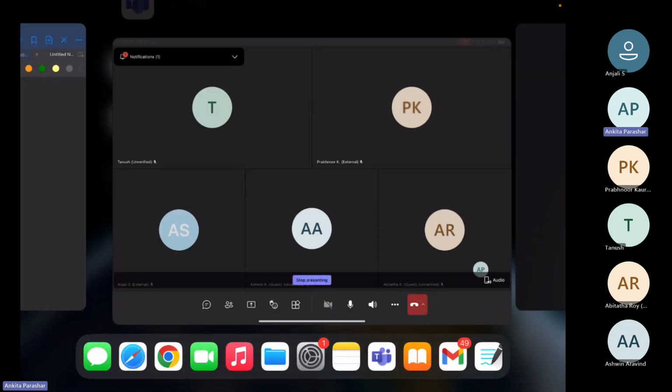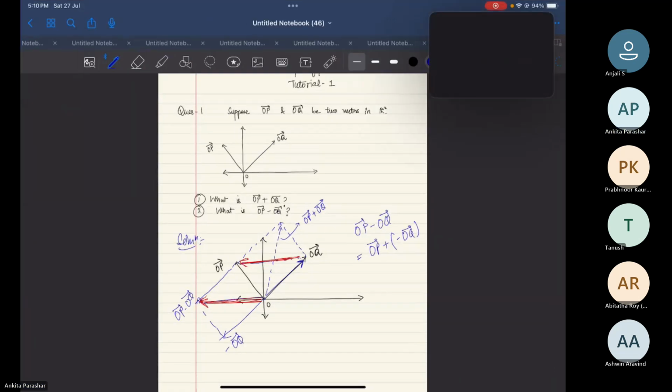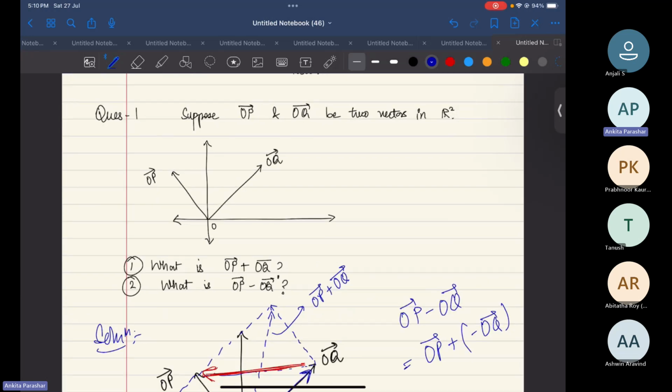Okay, let me continue. I hope the screen is still visible. So we were doing this question. We have two vectors OP and OQ that I have just drawn in this R2 plane, and we want to see how to sum two vectors or how to take the difference of two vectors. This is the first binary operation that we see.